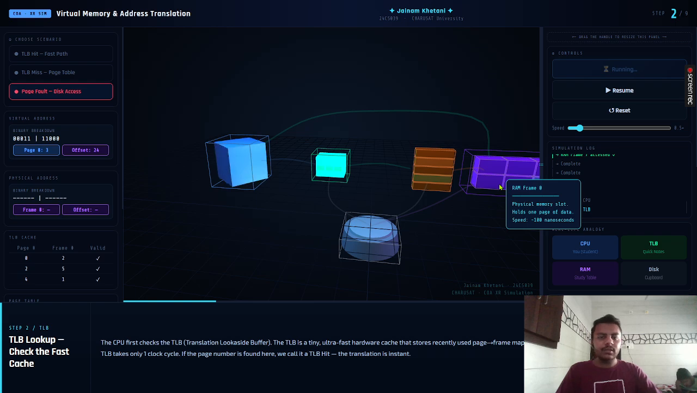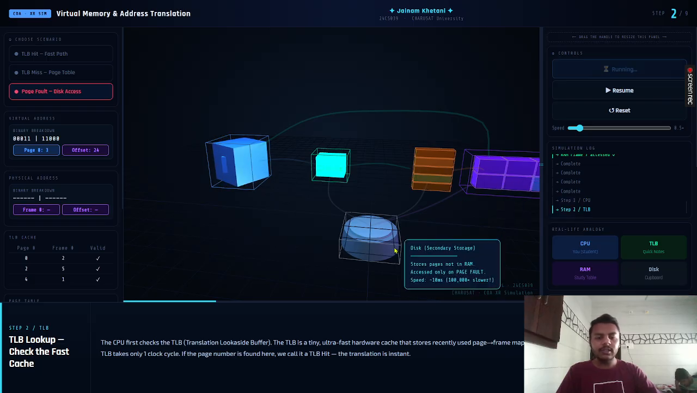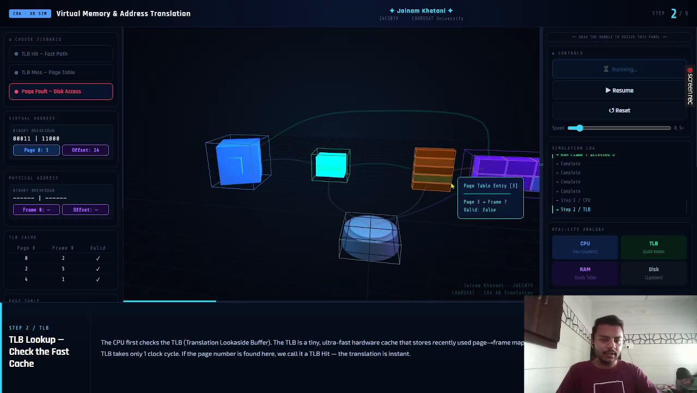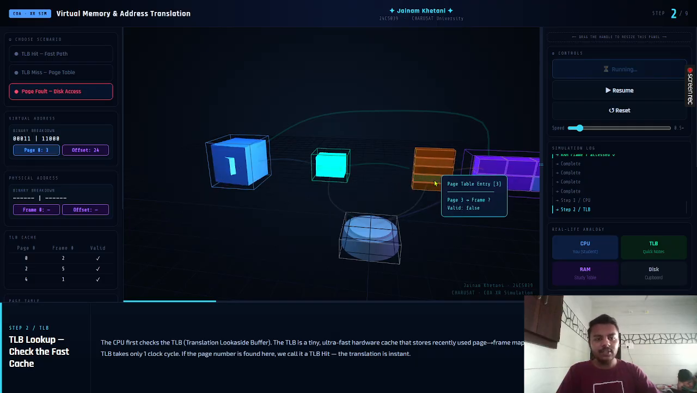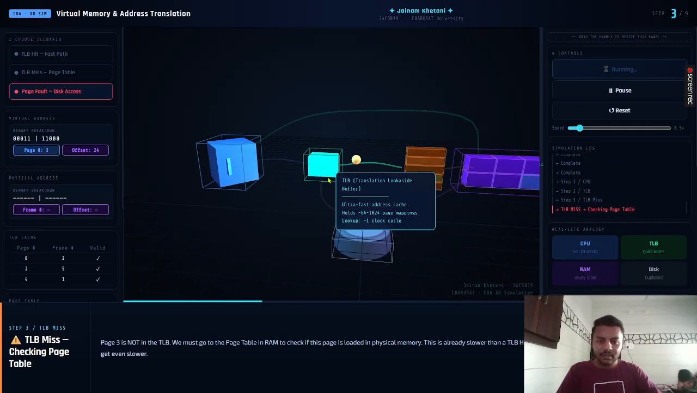This is a very costly, very time-consuming process. So to avoid this, whenever there is a need to access this, that time that address is stored in the TLB as well as the page table. So let's continue the simulation.